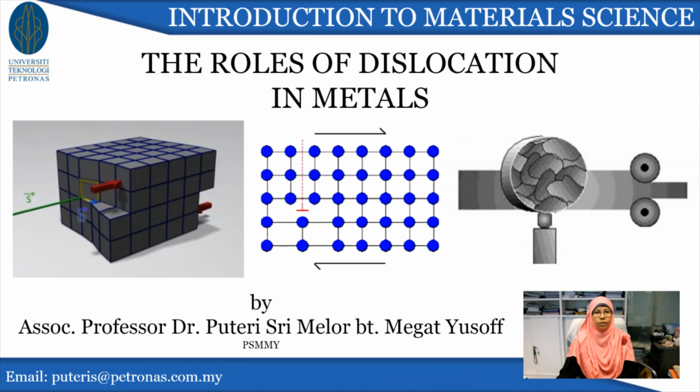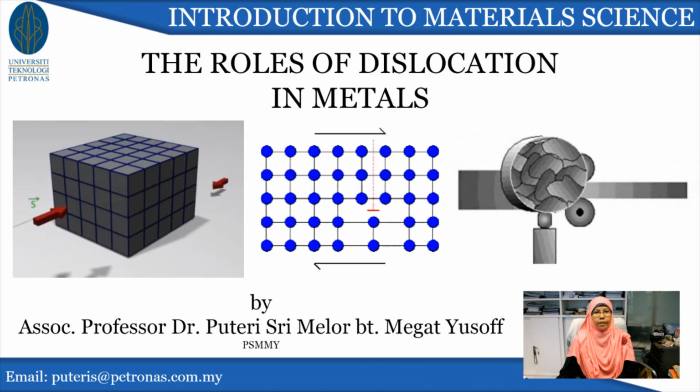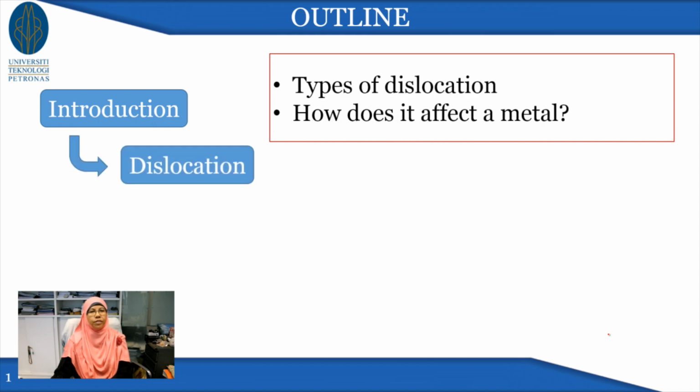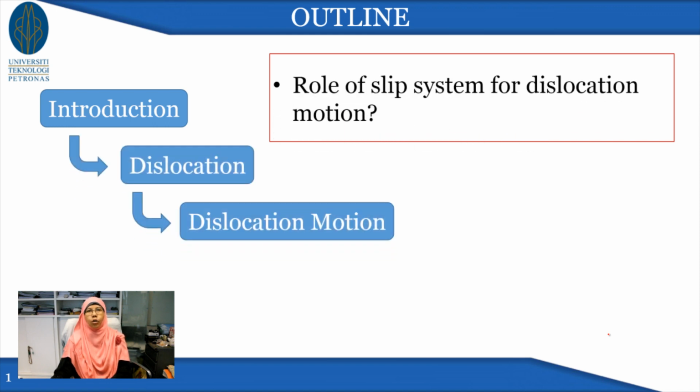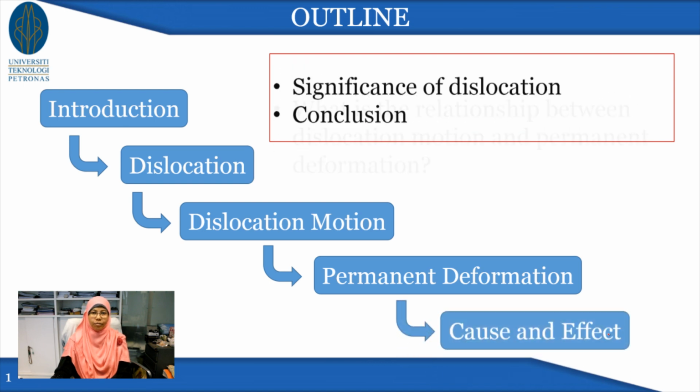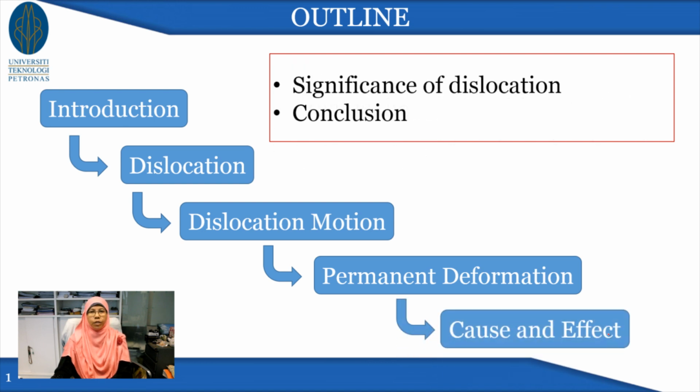We're going to look at this video and we're going to have some background on dislocation. We'll do some quick review of what dislocations are all about. We talk about their motion, then we will link the motion of dislocation to permanent deformation, and then we'll talk about the significance of all this philosophy of dislocation motion causing the permanent deformation. We'll talk about the cause and effect kind of thing.